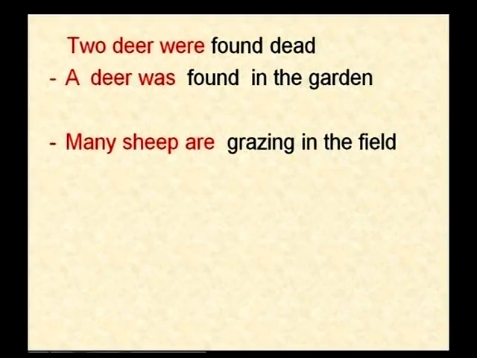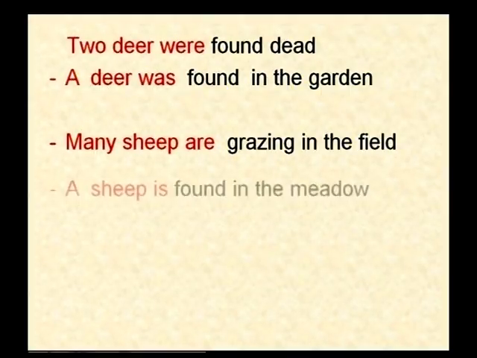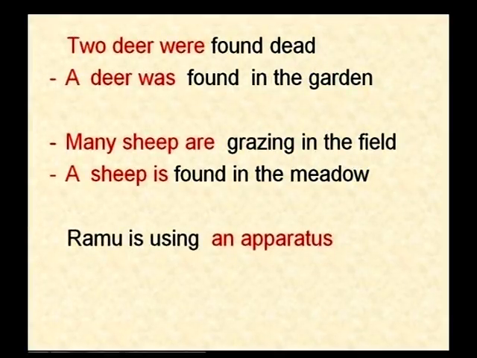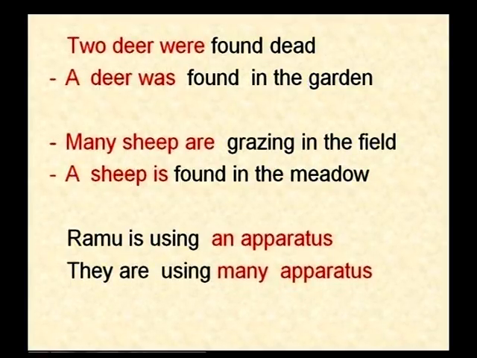Many sheep are grazing in the field. You don't say many sheeps are grazing in the field. You should say a sheep is found in the meadow, the grassland. Meadow means the grassland. Ramu is using an apparatus. Apparatus means a gadget. They are using many apparatus. You don't say apparatuses. They are using many apparatus.